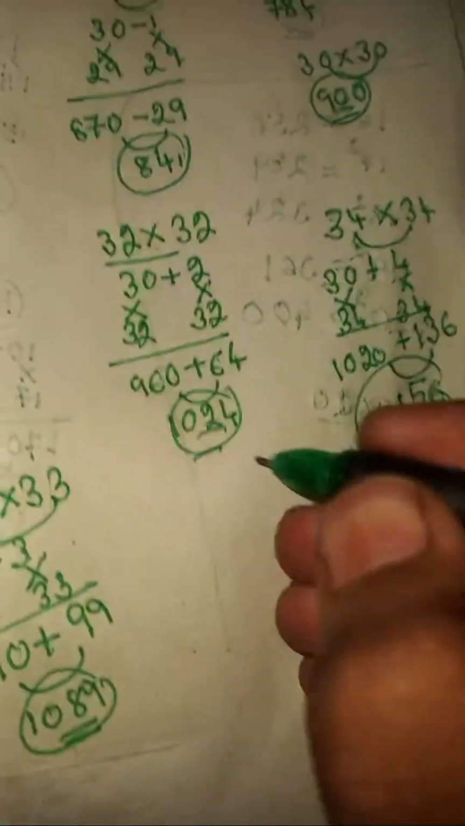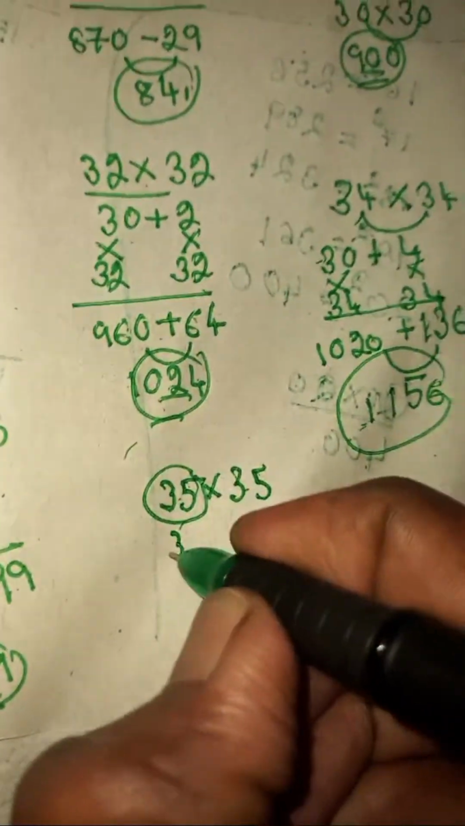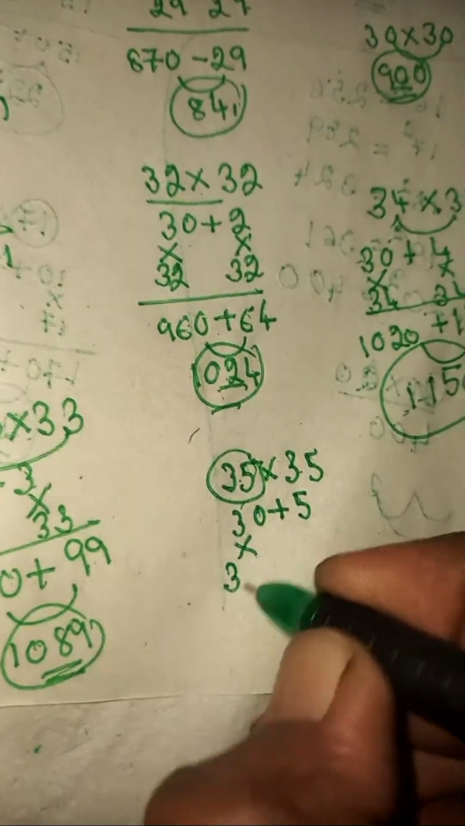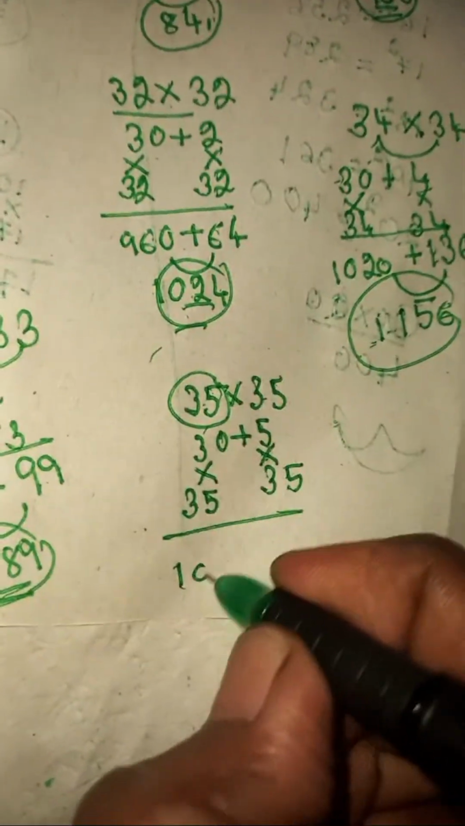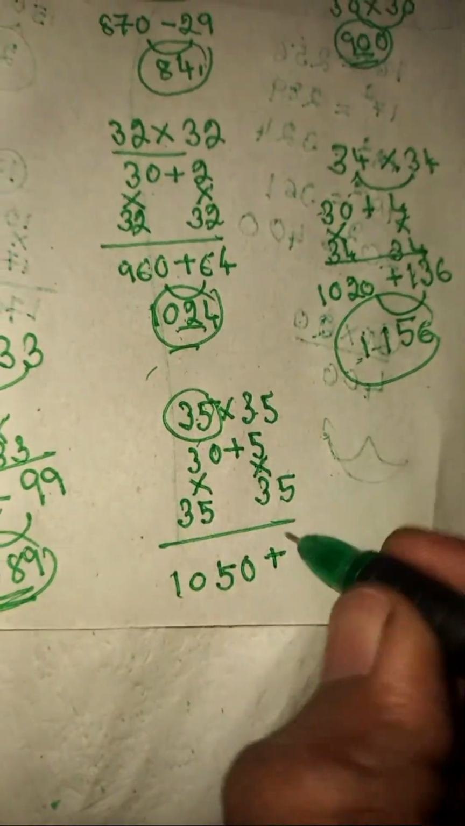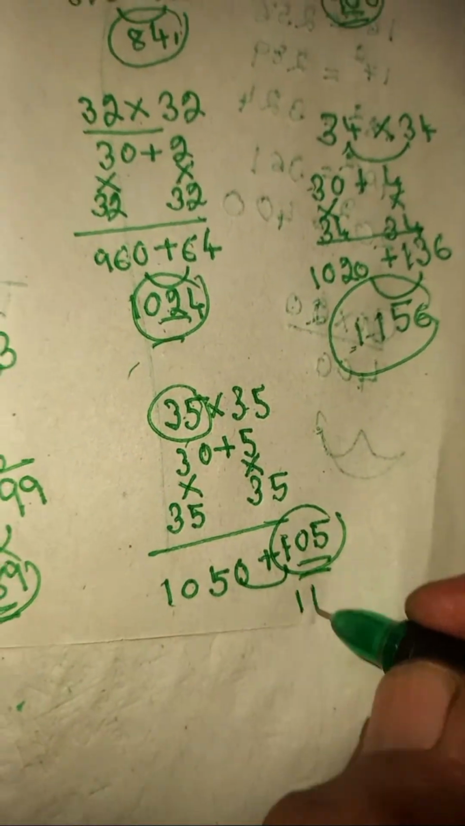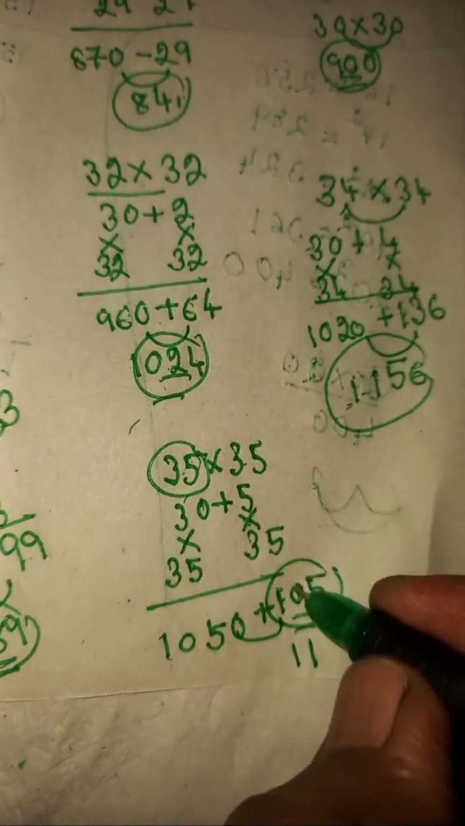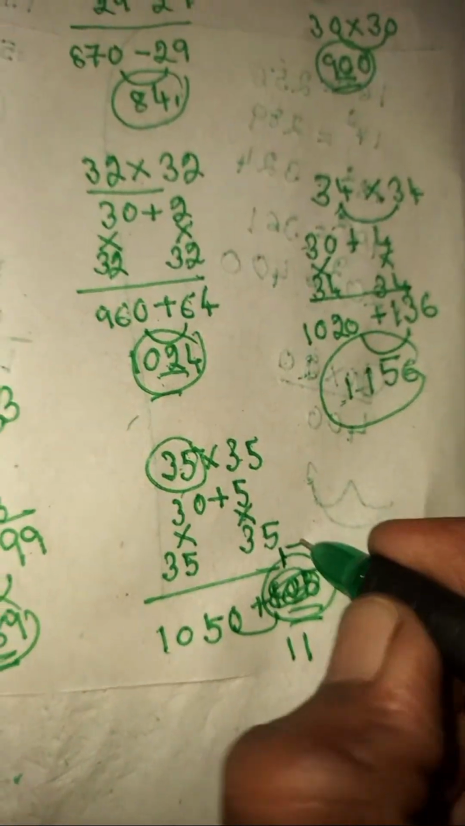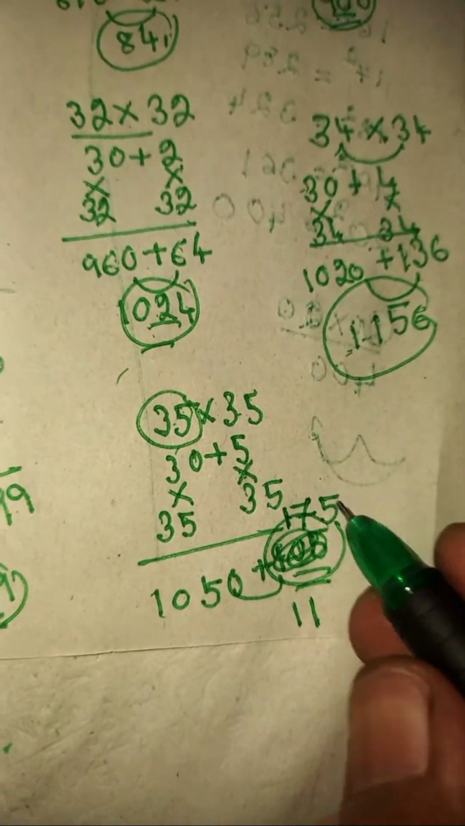Now let's do 35 square. 35 times 35. You can split and write this 35 as 30 plus 5. And here also 35. Here also 35. You're going to get 35 times 3, that is 105, so it is 1050. 35 times 5 is going to become 175. 175 and 1050, if you add, you're going to get 1225.